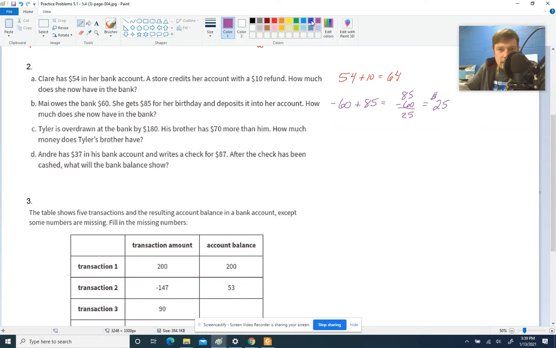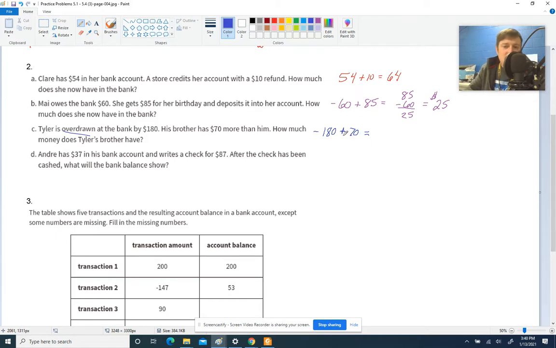C, let's look at C. It says Tyler is overdrawn at the bank by $180. That looks like this. He's in the negatives. His brother has $70 more than him. So that would be $70 more than what he's got. How much does his brother have? Well, we just got to find out what that sum is.